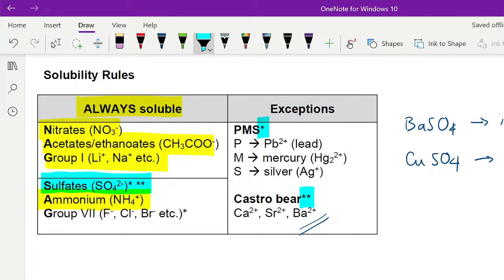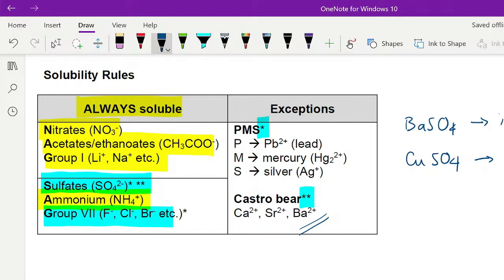Another one is group 7. So you have fluoride, chloride, bromide. These are always soluble except for 1 star. 1 star is PMS. So lead, mercury, and silver halides are insoluble.